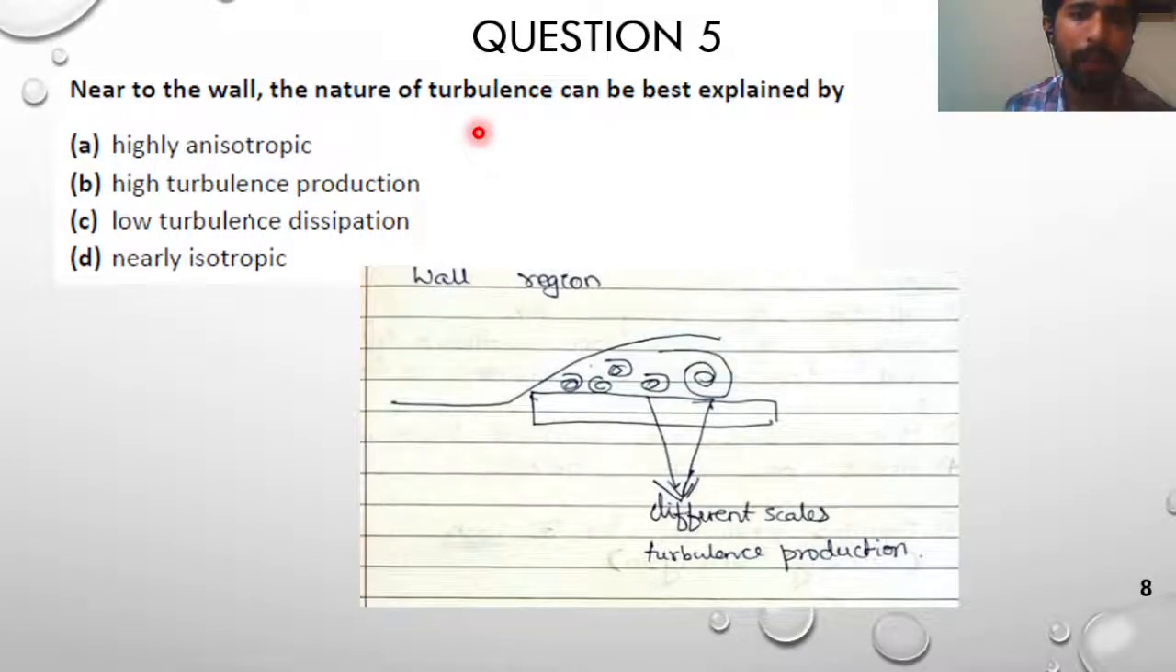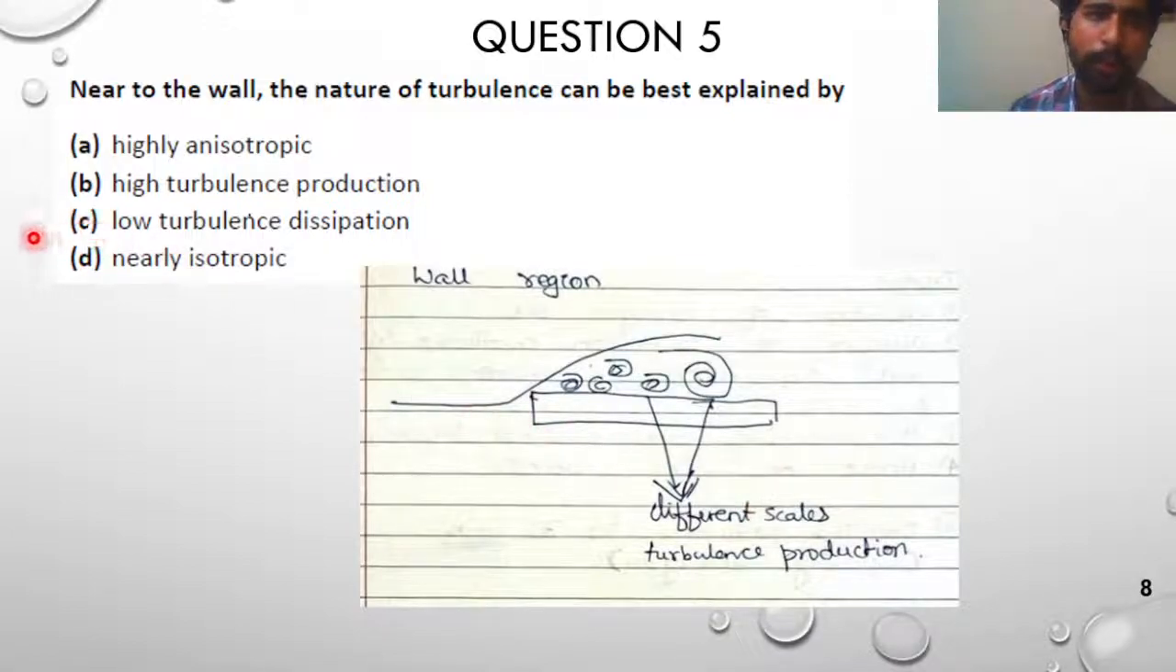So basically, if we see the wall region, for example, if we consider fluid flow above a flat plate, we have eddies which are formed, and they might be of different scales depending on the location we are looking at. Initially, these small eddies might be formed, and later on the large eddies might be formed in this particular zone.